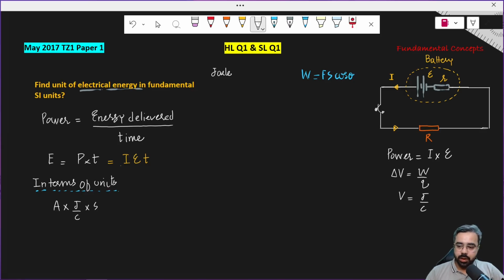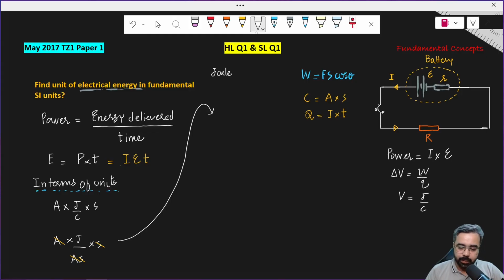Now the coulomb is a derived quantity, okay? And the coulomb is equal to ampere second, because charge is equal to current multiplied by the time taken. So the coulomb can be written as ampere second, multiplied by the second. So this is cancelled out, and we are just left with joule, which I already told you is the unit of energy, but it's good that we have seen it from another equation.